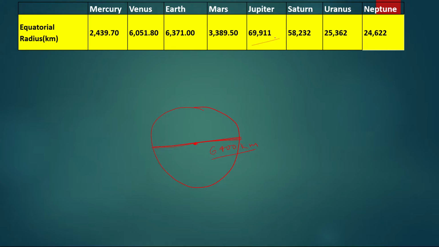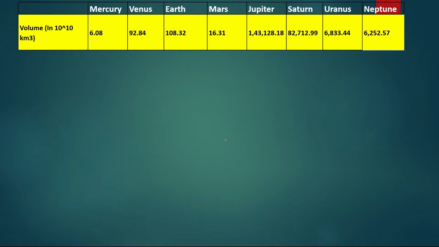We will also find in the next slide how big Jupiter is. You can see Mercury is the smallest one, and Jupiter is the biggest one. So here we will see volume. What is volume? Volume is how big the planet is. If our Earth is like this, then Jupiter is like this. So the volume of Jupiter is bigger.